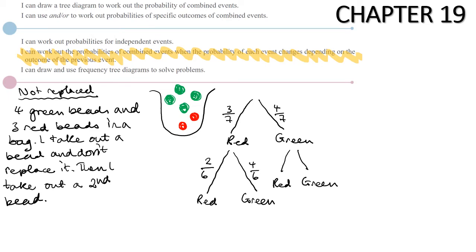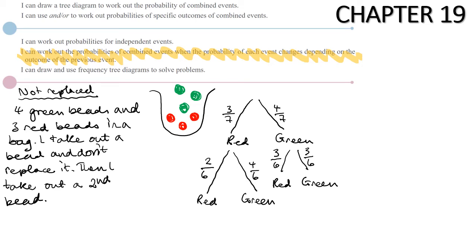Now let's say instead of taking out a red bead, I took out a green bead. So let's put this red bead back, basically going back up to the top here. If I go down this branch, this means I take a green bead out. So the probability of it being red is now 3 out of 6, or a half. And the probability of it being green is also 3 out of 6.